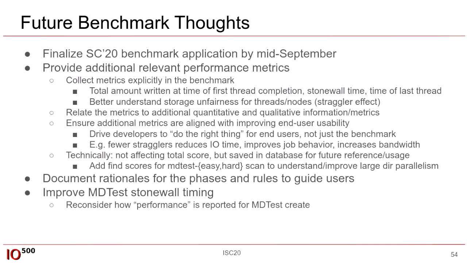And so I think it's important when you're running a benchmark that the metrics reflect something that's important to the users. In the case of the straggler effect, that not only makes the benchmark take a long time, which can be annoying, but it also impacts how real users interact with the storage. If one node has completed its IO and the other ones are taking a long time to run, that impacts the application.